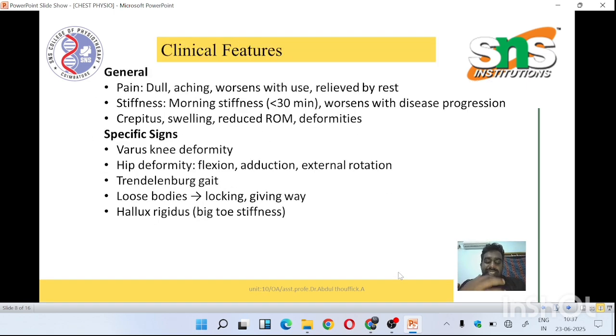How does the patient present? Patients may feel a dull aching pain that worsens with use. Stiffness, especially in the morning or after inactivity. Crepitus, the cracking sound, and deformities like varus knee or fixed flexion deformities. Also look out for the Trendelenburg gait in hip OA, or locking and giving way due to loose bodies.